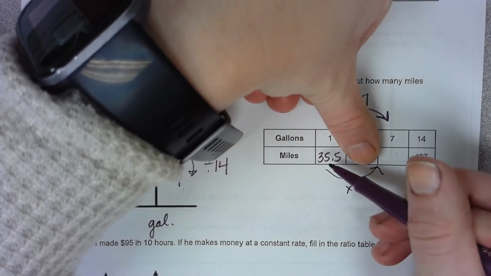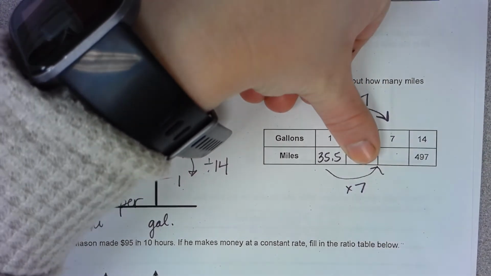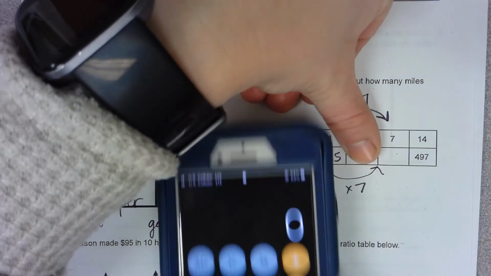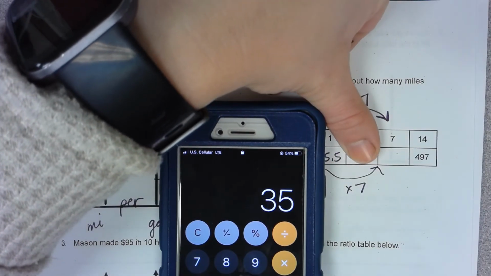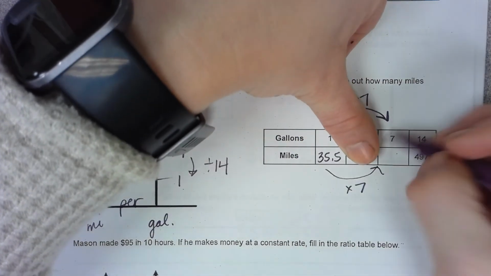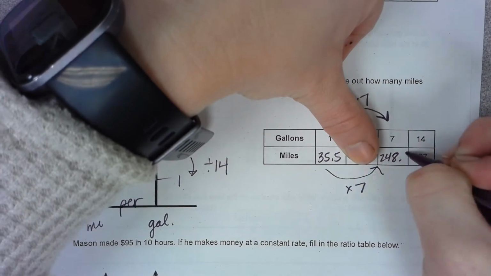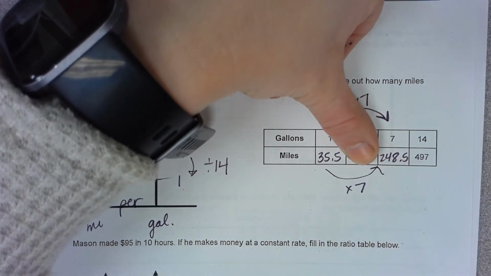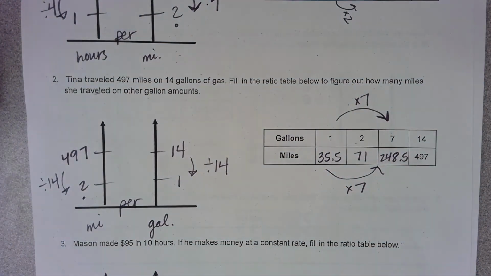And 35.5 times 7, if you get out your calculator, gives you 248.5. So let's do 248.5. Okay, so that is one way you could fill that out.